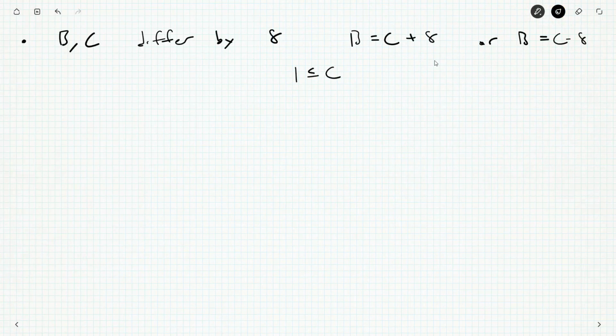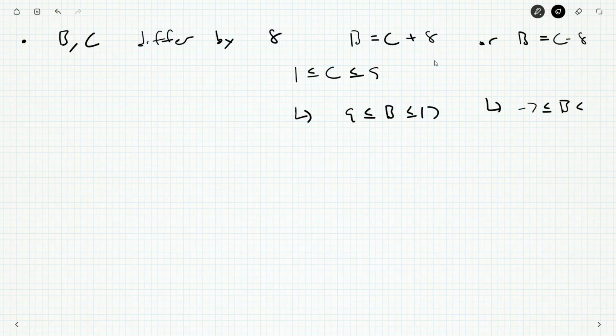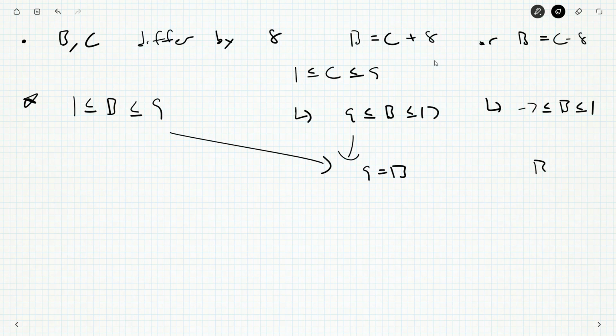Well, I know that C is between 1 and 9. So in this case, that tells me that B has to be between 9 and 17. In this case over here, that means that B has to be between negative 7 and 1. But once again, remember that B also has to satisfy this inequality, so combining these two, we get that B has to be equal to 9, and in this case B has to be equal to 1, so that's 2 cases. Now we'll mark that in blue, but that's it.